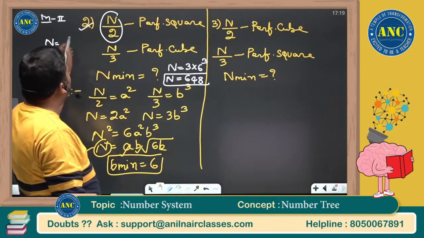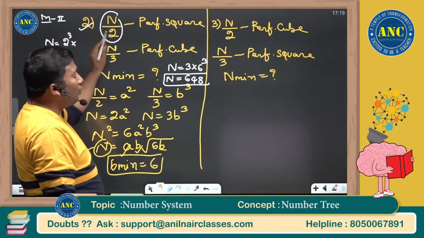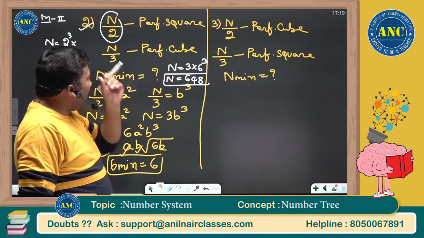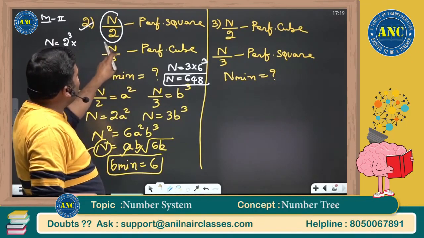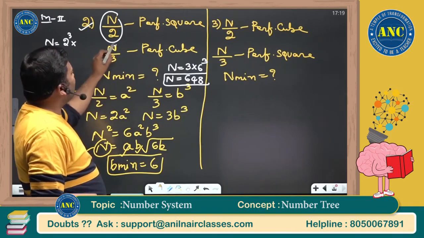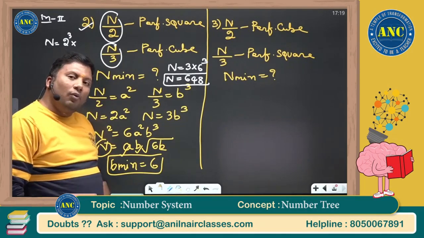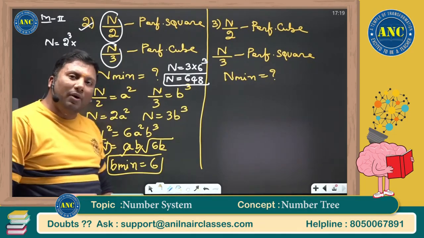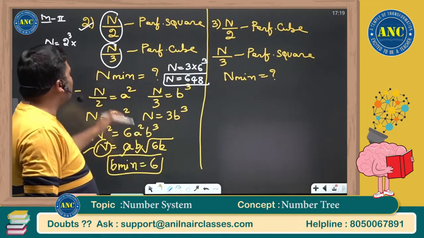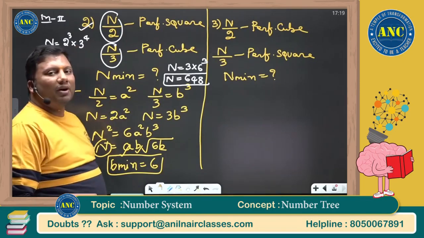That number, when you divide by 2, suppose I divide 2 cube by 2, it is 4, a perfect square. N by 3 it is a perfect cube. This number when you divide by 3 should be a perfect cube. What is the perfect cube? Which are the powers of 3? 3 power 3, 3 power 6, 3 power 9. So when you divide by 3, it is a perfect cube, so 3 power 4 should come.